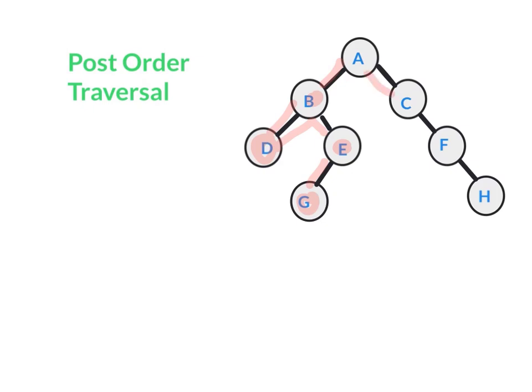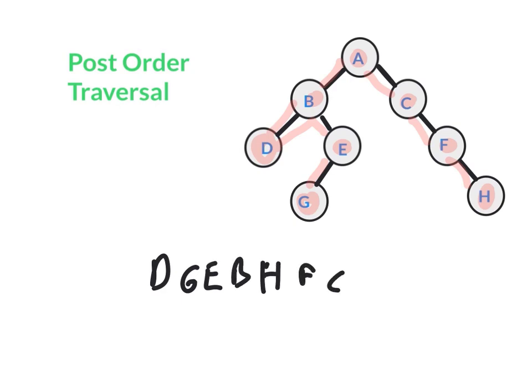C doesn't have a left subtree, but it does have a right subtree. F doesn't have a left subtree, but it has a right subtree. And then H has no children, so then I do visit the root, and then again I backtrack all the way back up to the root. When I actually write this out, it's going to be D, G, E, B, H, F, C, A.